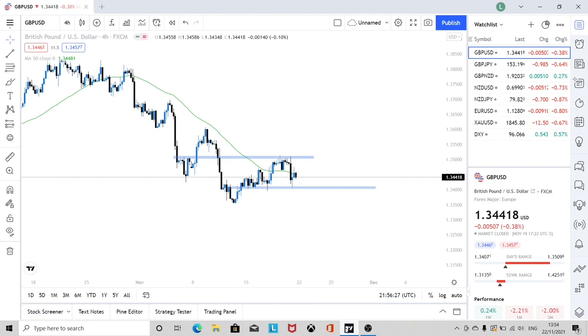So I'm just going to flick through all my currency pairs that I trade. As you can see, all the ones on the right are the ones I trade: GBP USD, GBP JPY, NZD USD, Euro USD, and gold. They're the only ones I trade.